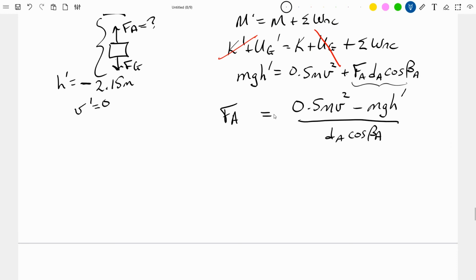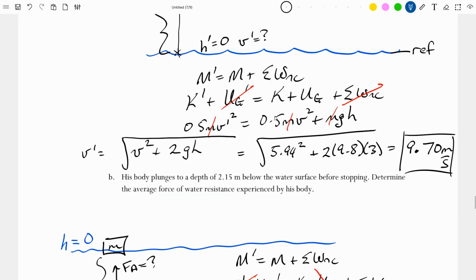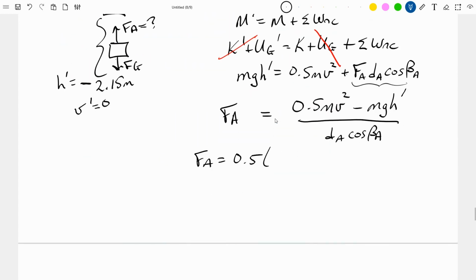Improve your algebra. If you're rusty at algebra, do continue to work at that. So the applied force is equal to 0.5. The Ms do not cancel, by the way. There's no M on the bottom. So we did need to know the mass, which was given as 76 kilograms.